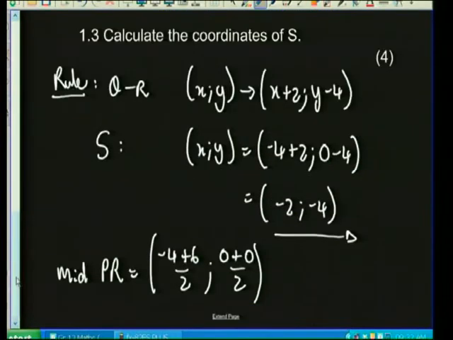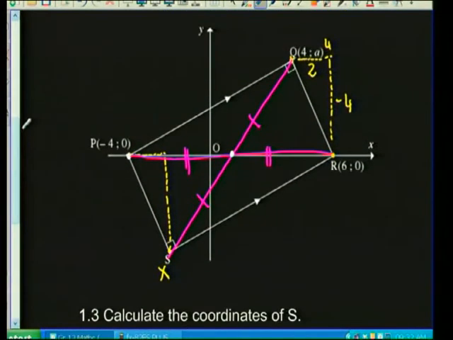And so then I'm going to go and work that out. Minus 4 plus 6 is 2 over 2, and 2 over 2 is 1, and 0 over 2 is 0. And so now I know the midpoint of PR is going to be the point (1, 0).